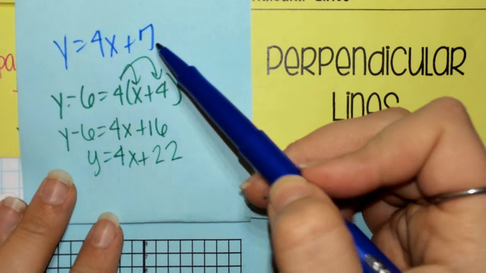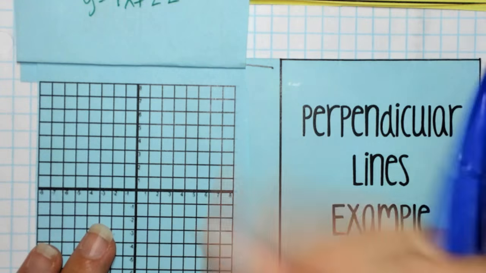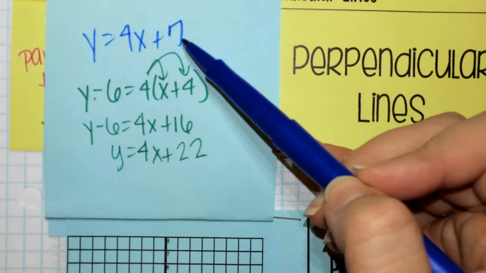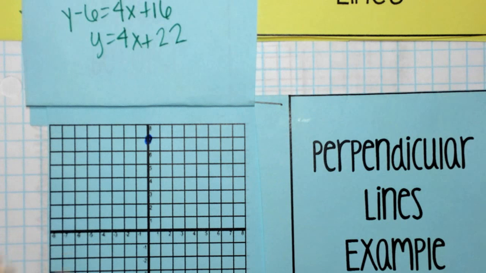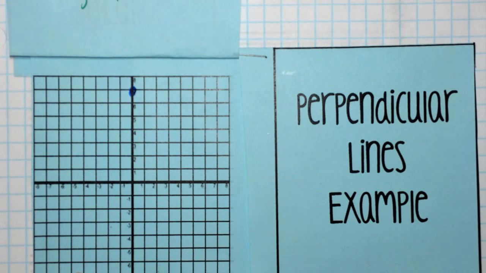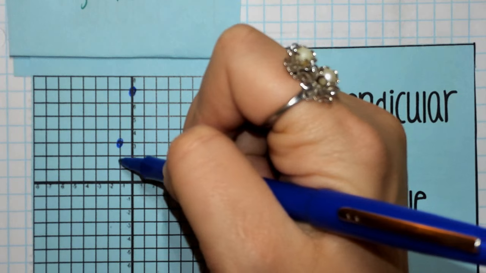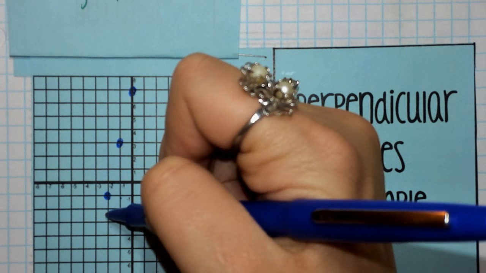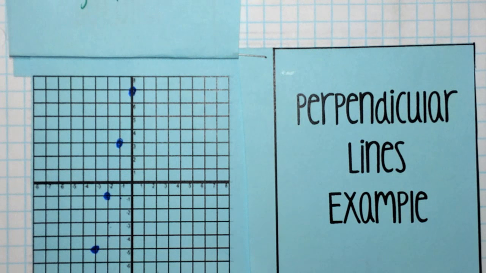All right. So first we're going to graph this guy in blue. My y-intercept was 7. So I'm going to go up 7, put a dot. Now my slope is positive 4. That means I would go up 4 and right 1. Can I go up and right with this graph that we have? So what would I do? Down 4, left 1. Down 4, left 1. I would like you to have at least 3 dots.